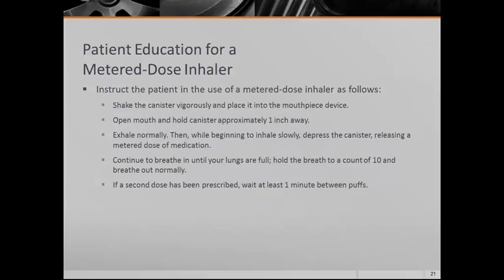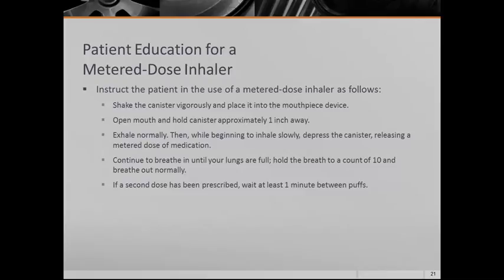Patient education for metered dose inhalers. Instruct the patient in the use of a metered dose inhaler as follows. It's important to shake the canister vigorously and place it into the mouthpiece device. Open mouth and hold canister approximately 1 inch away. Exhale normally, then while beginning to inhale, slowly depress the canister, releasing the metered dose medication.